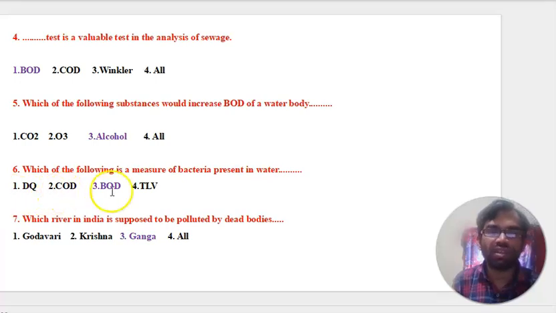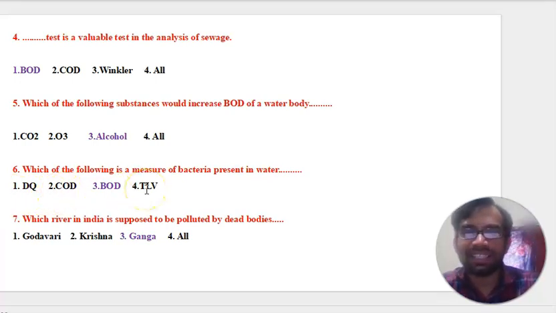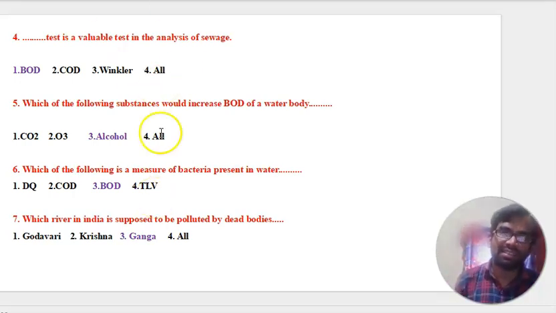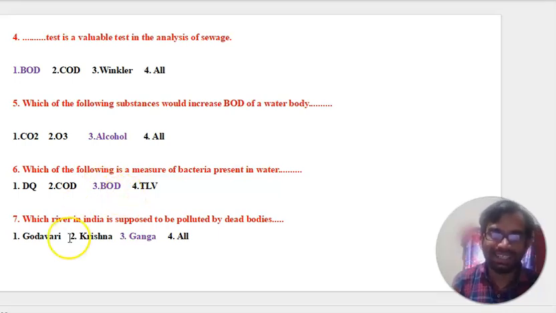Now the sixth question: which of the following is a measure of bacteria present in water? Bacteria present in water is measured by BOD, biochemical oxygen demand. The right answer is BOD. Next, which river in India is supposed to be polluted by dead bodies? Godavari, Krishna, Ganga, and all. So Ganga is the best example for this dead bodies pollution.